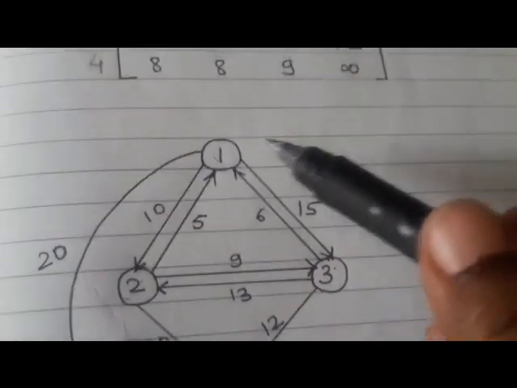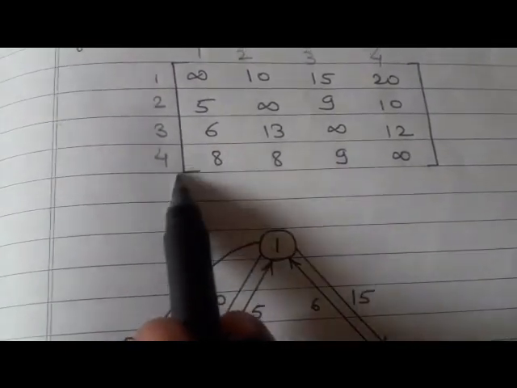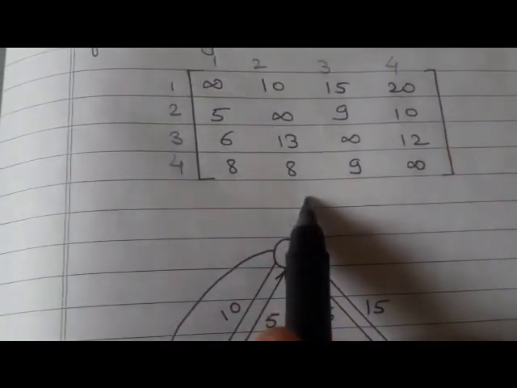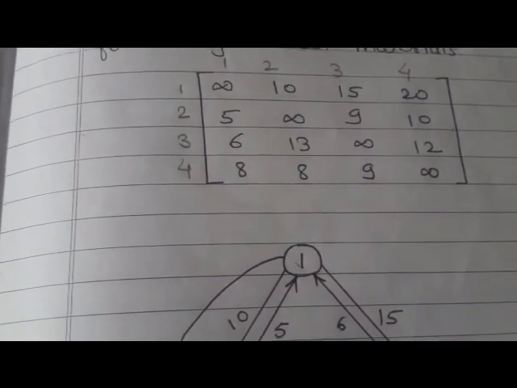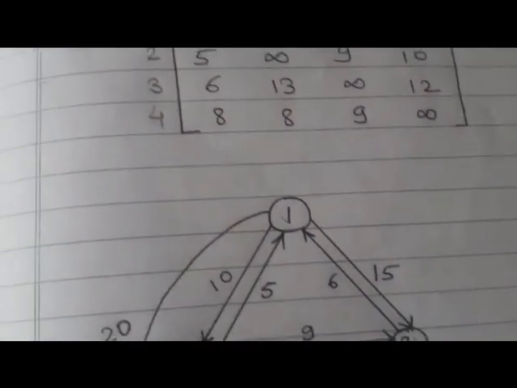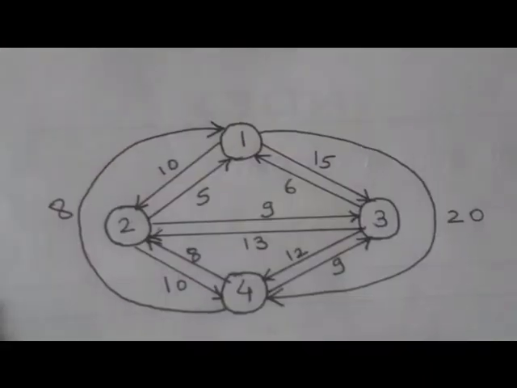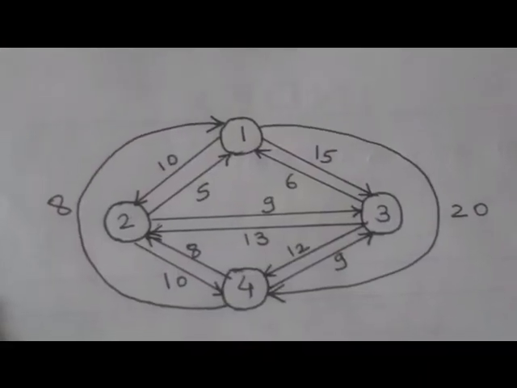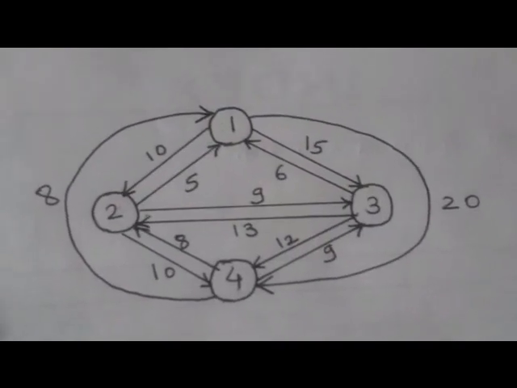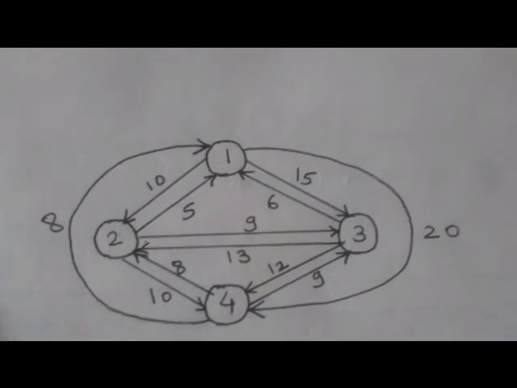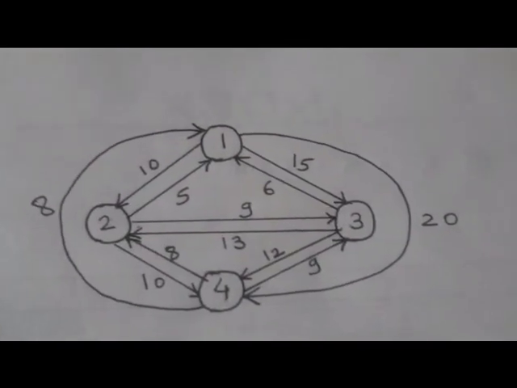added. Now we have to add the edges from 4 to 1, cost 8, 4 to the second vertex, cost 8, and the fourth vertex to the third vertex, cost 9. So we have to add these 3 edges in this graph. Finally, this will be our graph where all the edges are separate and do not overlap each other. And now we have to find the Hamiltonian cycles from this graph.